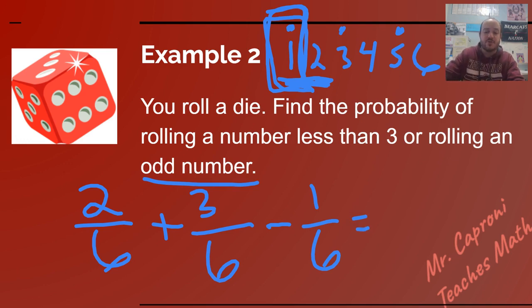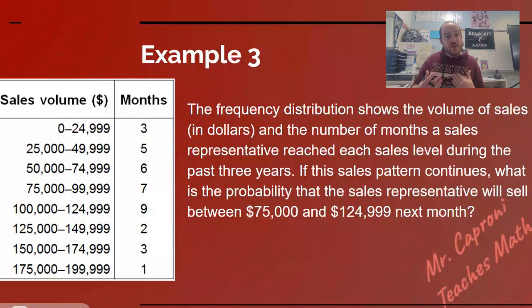So when we do this, 2 plus 3 is going to give me 5, minus that 1 is going to give me 4 over 6 as a final answer. Now, for the sake of this video, I'm not going to reduce these answers just to keep us moving through. The addition rule actually works for empirical data as well.